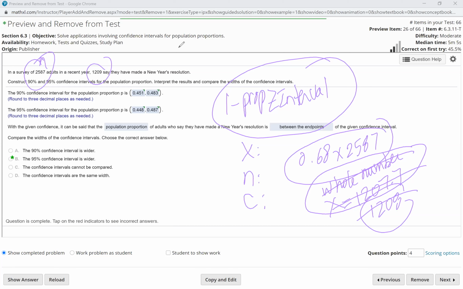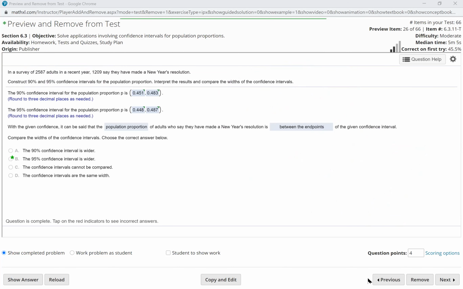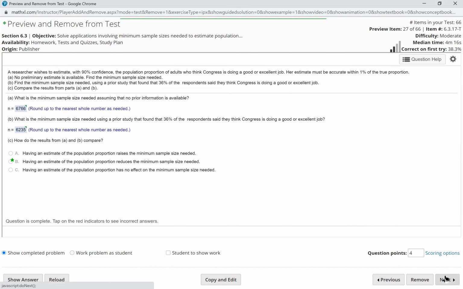I think that's chapter 6. We're in 7 now. Let me just clear. Minimum sample size. You have 90% confidence for the proportion. Her estimate must be accurate within 1%, so that's E. That is E. No preliminary estimate is available.